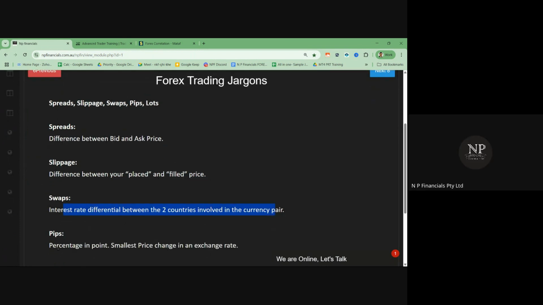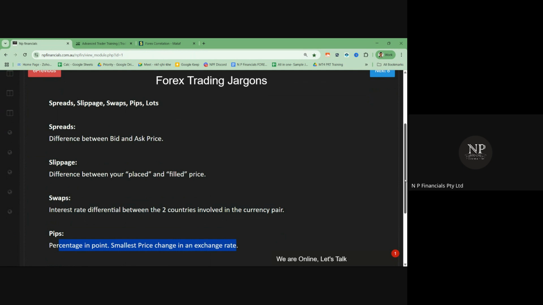A PIP is percentage in points, the smallest price change in an exchange rate. So write it down. For United States dollar, the pip is 0.0001. For JPY, Japanese yen, the pip is 0.01. So for Japanese yen, you have to go two decimal places, and for United States dollar, you have to go four decimal places.